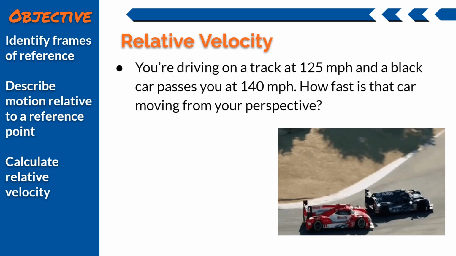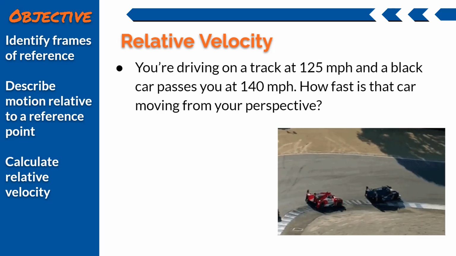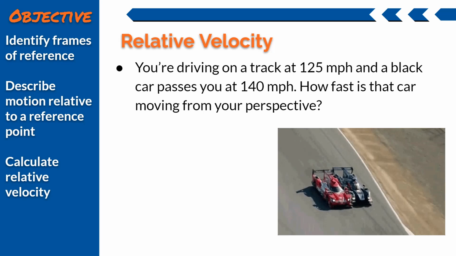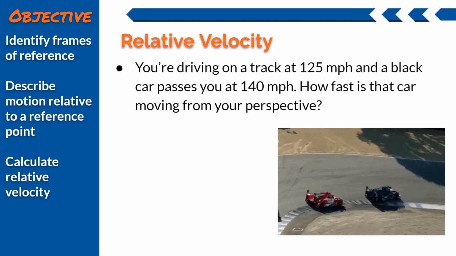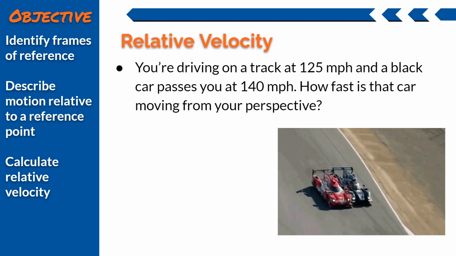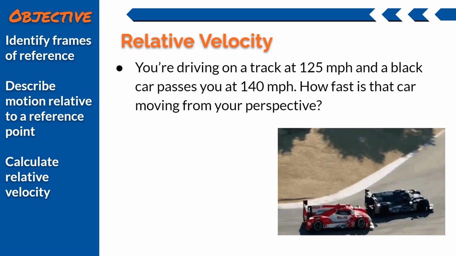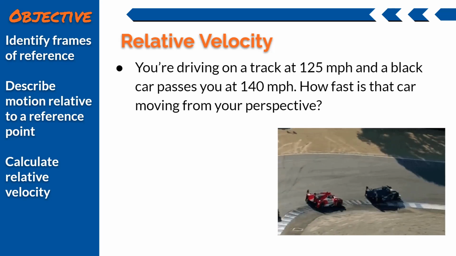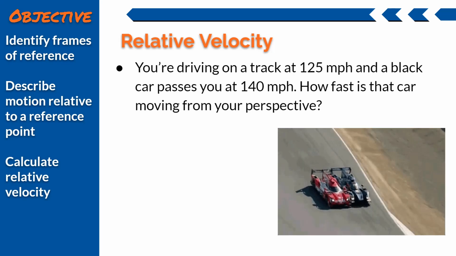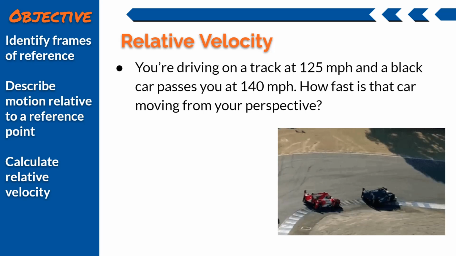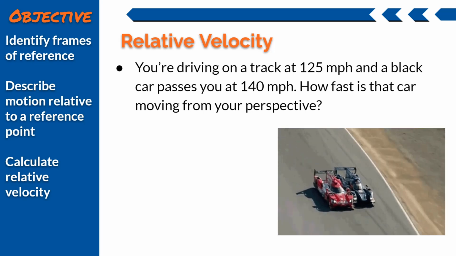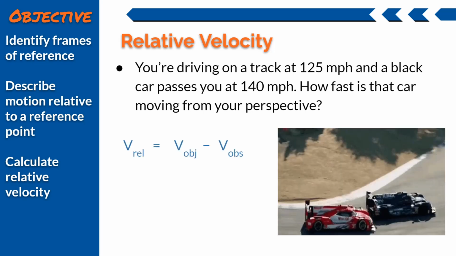All right, let's try this one. You are driving on a track at 125 miles per hour and a black car passes you at 140 miles per hour. How fast is that car moving from your perspective? I gave you a general rule. That general rule said if somebody passes you going the same direction, they're going to appear slower than their actual speed. So this car is going to look like it's moving slower than 140. If we plug into the equation, we're going to see that as well.